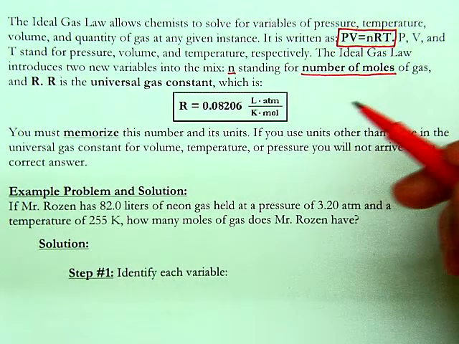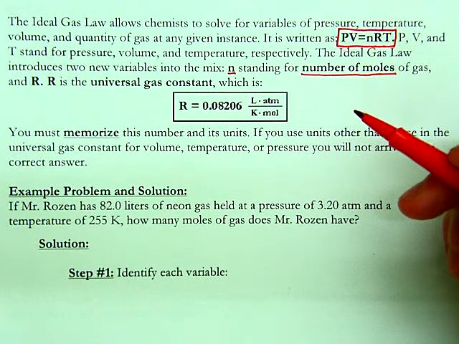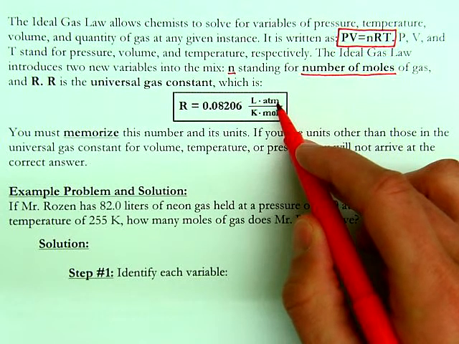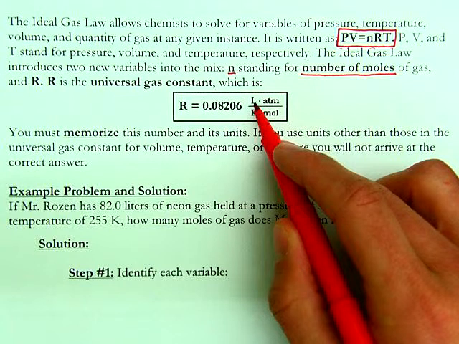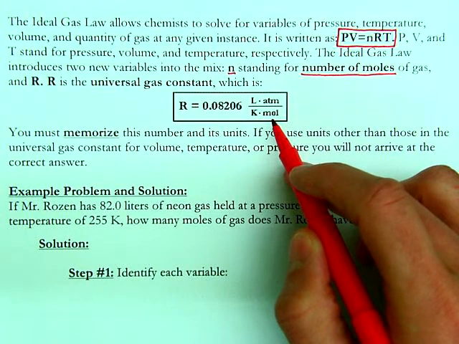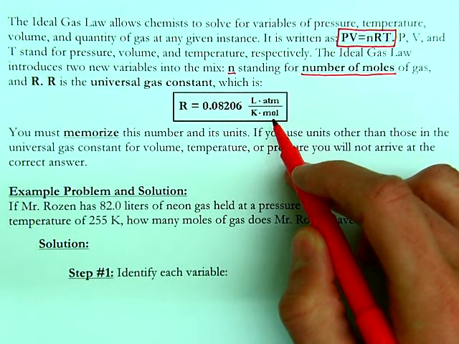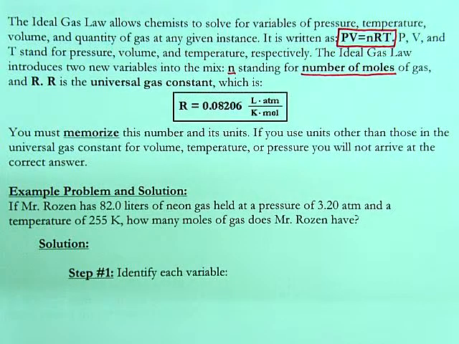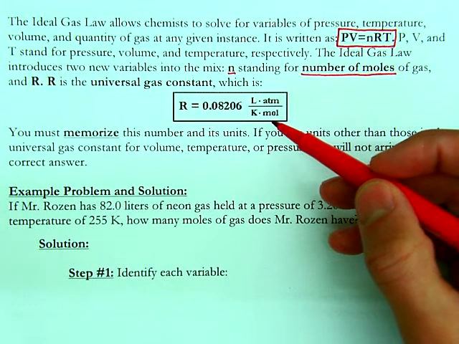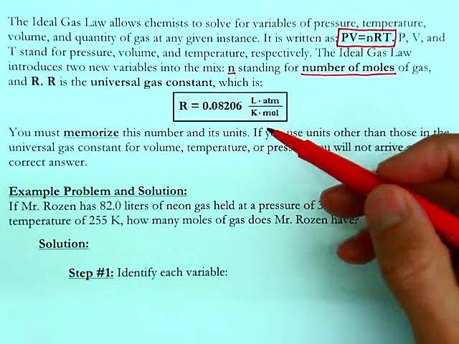So we're going to have PV equals nRT. The pressure needs to be in atmospheres. The volume needs to be in liters. The temperature needs to be in Kelvin. And our amount of gas can't be in grams of gas or something. It needs to be in moles of gas. So we might have to do conversions in order to use R in the ideal gas law.